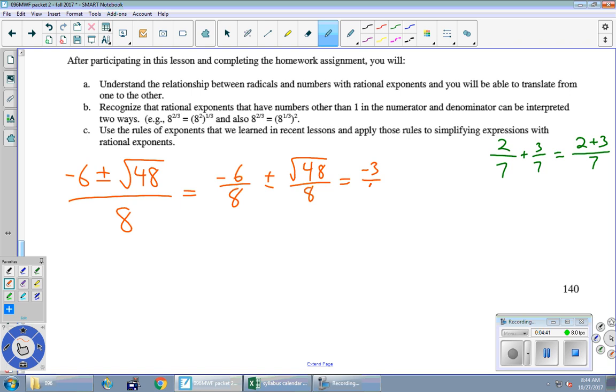Negative 3/4. Right? Just factor out the 2 from both. Copy the plus or minus. Okay, I'm going to copy the 8 that's in the bottom, but I'm going to work on that square root of 48. Is 48 a perfect square? No, it's close. 49 is a perfect square, but not 48. So the best we can do is look for the perfect square that goes evenly into 48.